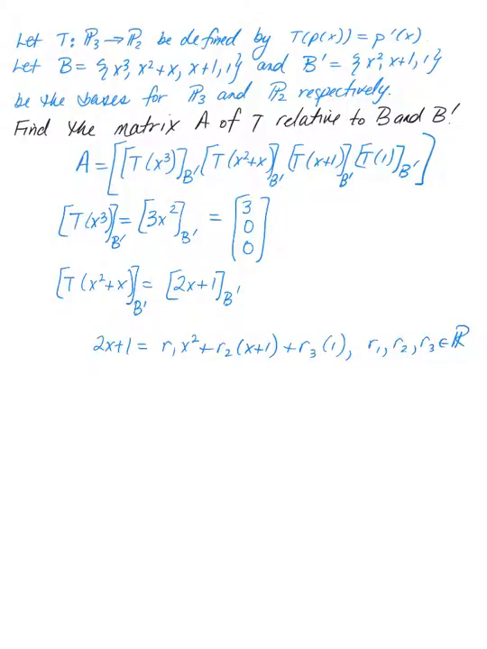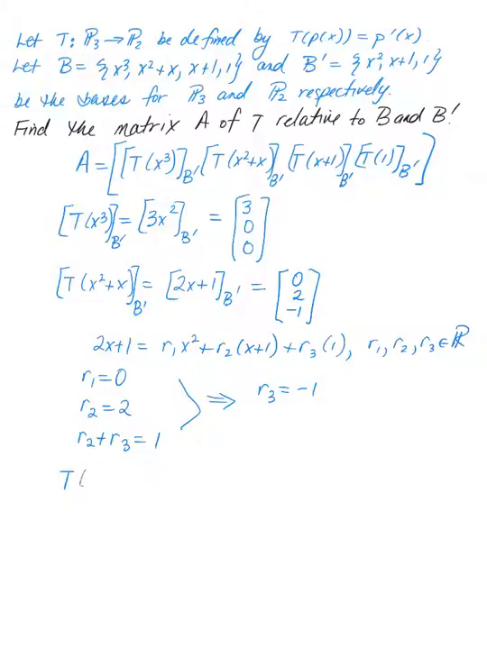So to figure out what these are, we just notice there's no x squared term on the left, so r1 has to be 0. And then on the left, the coefficient of x is 2, so we see that the coefficient of x on the right is r2, so r2 has to equal 2. And then on the right, we have that the constant term is r2 plus r3, and on the left, that's equal to 1. So if we substitute, we just see that r3 is equal to 1 minus r2, so it's negative 1. So then the second column of A is equal to r1, which is 0, r2, which is 2, and r3, which is negative 1. Okay, then we're getting close to being done.